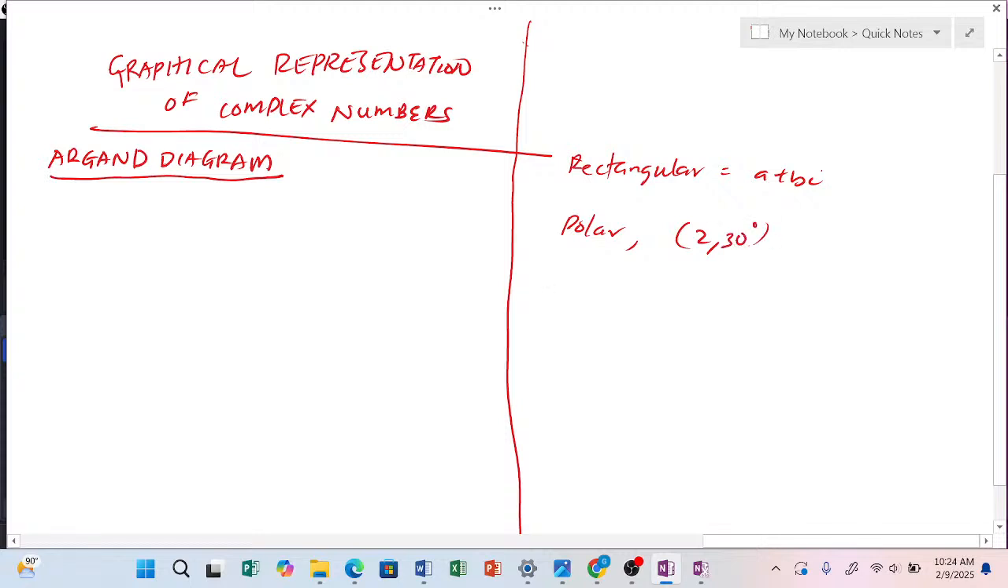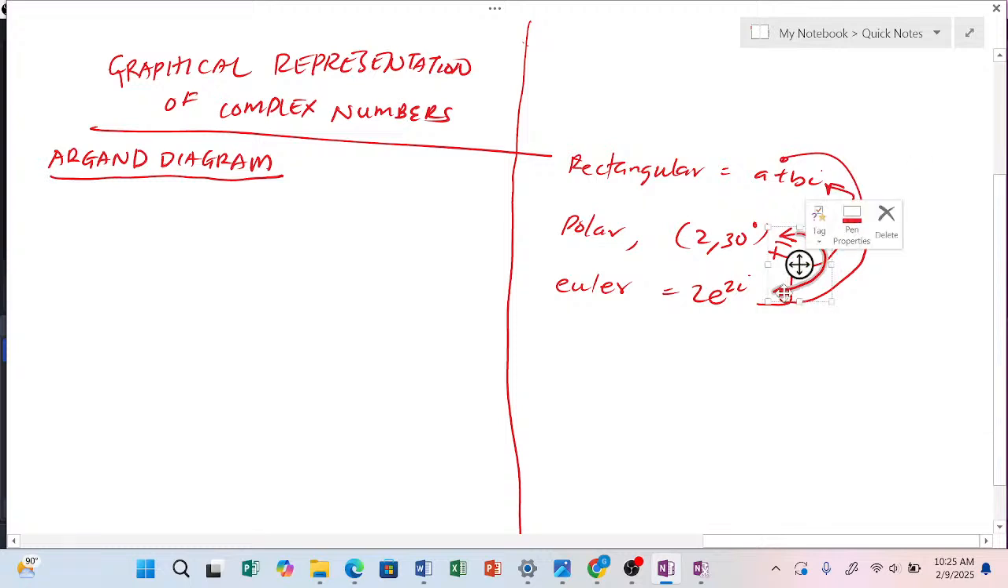We can have complex numbers in the Euler form, that is maybe 2e to the 2i. So what we are going to do is simply learn how to convert from here to here. That is from rectangular to polar, and from polar to Euler, or from Euler to polar, or from Euler to rectangular.